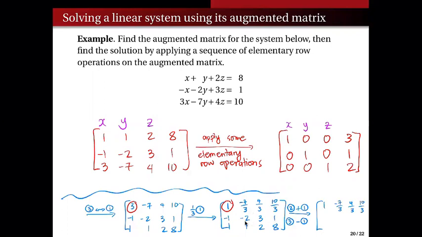So if we do this, what will happen to the entry here? So negative 1 plus 1, this will become 0. And then you compute negative 2 plus negative 7 thirds, you put it here. 3 plus 4 thirds, you put it here. 1 plus 10 thirds, you put it here.